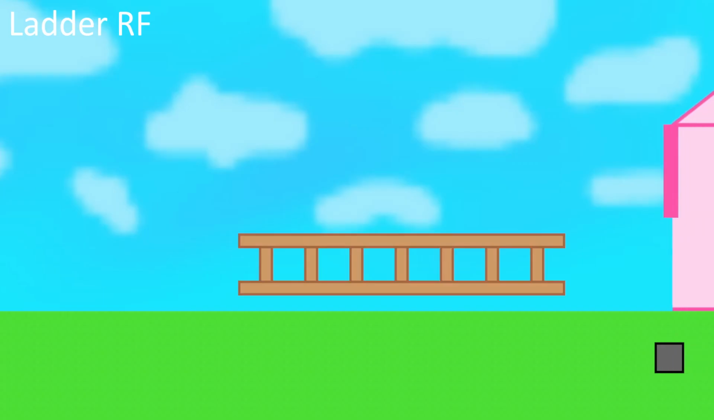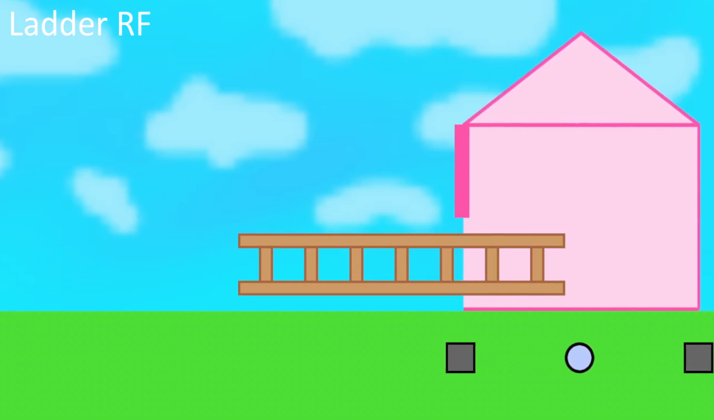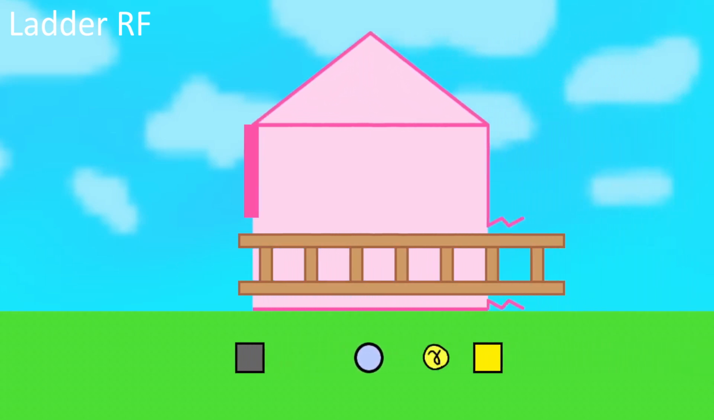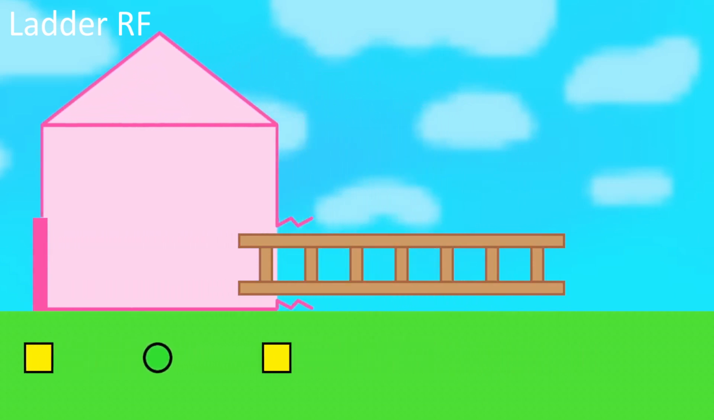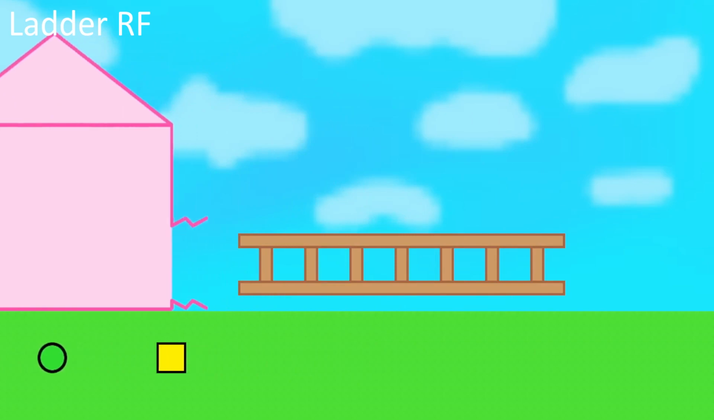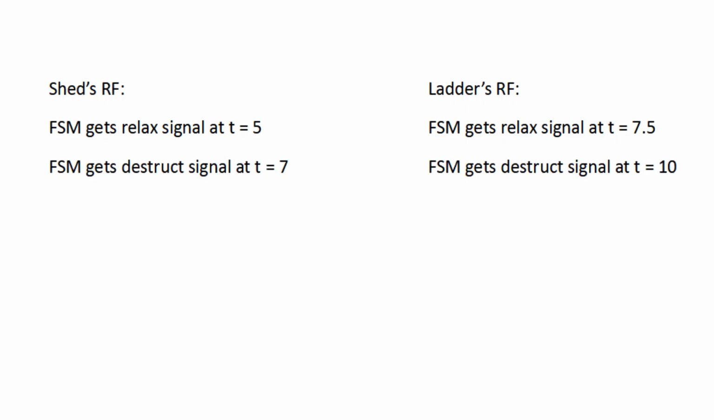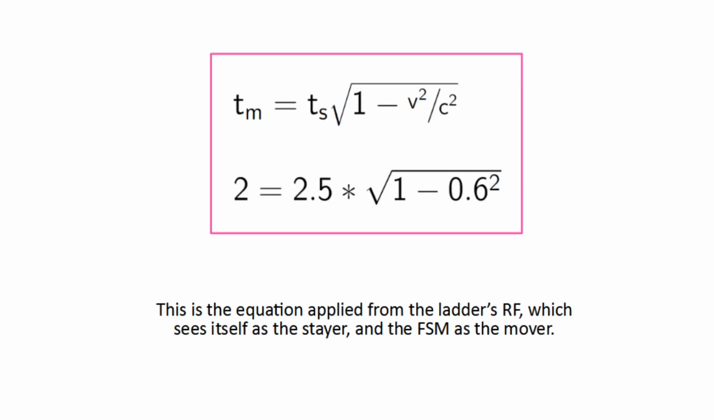So even though the FSM is halfway between the door and the wall, and even though the self-destruct signal is sent out first, the ignore signal is still received first, saving the FSM from destruction in this reference frame as well, so there's no contradiction. In fact, if you look at the delay between receiving the relax and self-destruct signals, you can conclude that the FSM ages at 0.8 times the rate in the ladder's reference frame, which is exactly what's predicted by time dilation.